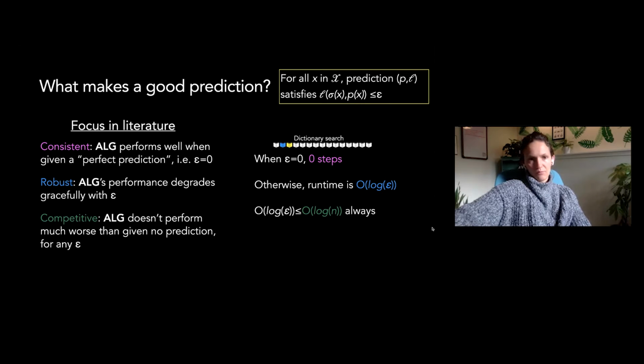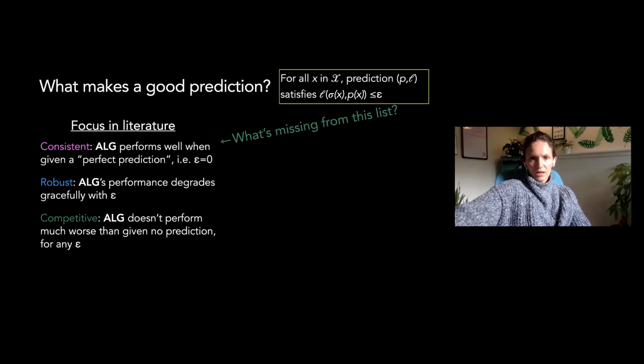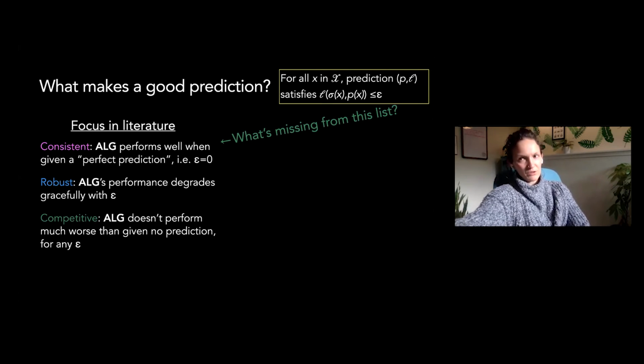All right, so in the literature so far, we have these 3 properties: consistency, robustness, and competitiveness. These have been the primary focus of the properties of what makes a good prediction. And if I had more time and I told you to think about it a little bit more, you might notice that some things are missing from this list. So, take 5 seconds, stare at this list, and see if you can come up with anything that's missing.